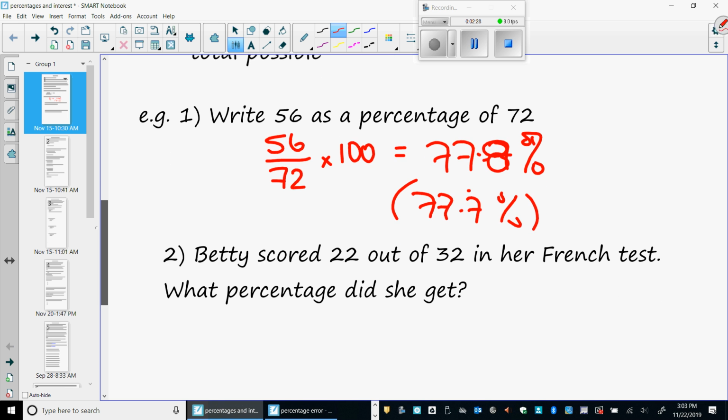Yes, let's get into the habit, ladies. If the question doesn't tell us, we round to 3 significant figures. Okay, that's the most common rounding that we have in maths.